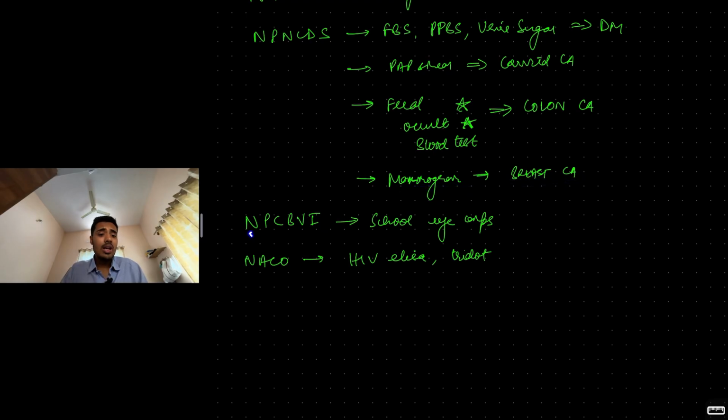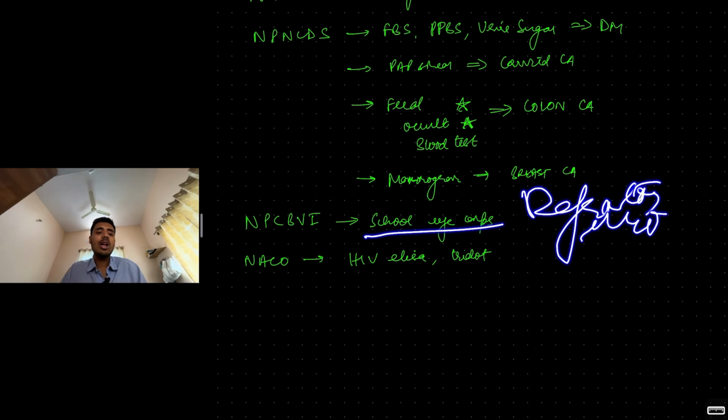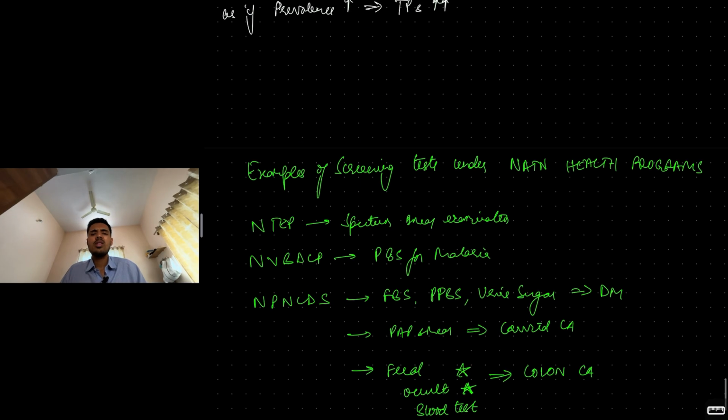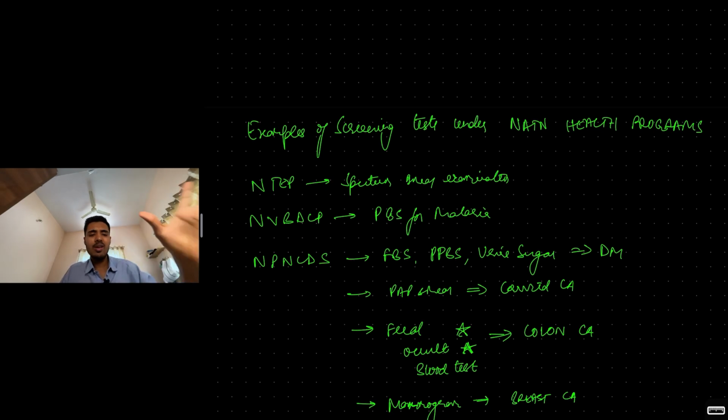Under the National Program for Control of Blindness and Visual Impairment, you have school eye screening camps for refractive errors. Under NACO, the National AIDS Control Organisation, you have HIV ELISA, TriDot, all that stuff. Some two or three you remember is more than enough, just to give examples for the screening test.